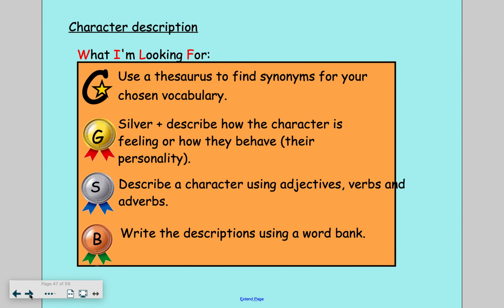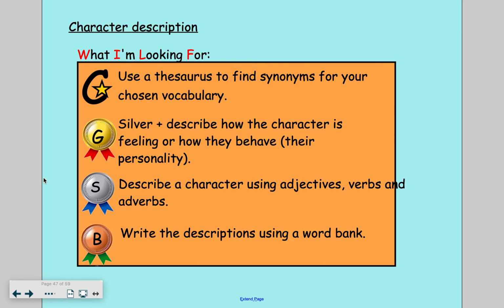Here we go. So what I'm going to be looking for today is, for bronze, being able to write the descriptions using a word bank. Silver: describe a character using adjectives, verbs, and adverbs. Gold is as silver, but describe how the character is feeling or how they behave, which really is their personality. And for challenge, use a thesaurus to find synonyms for the chosen vocabulary that you've come up with.